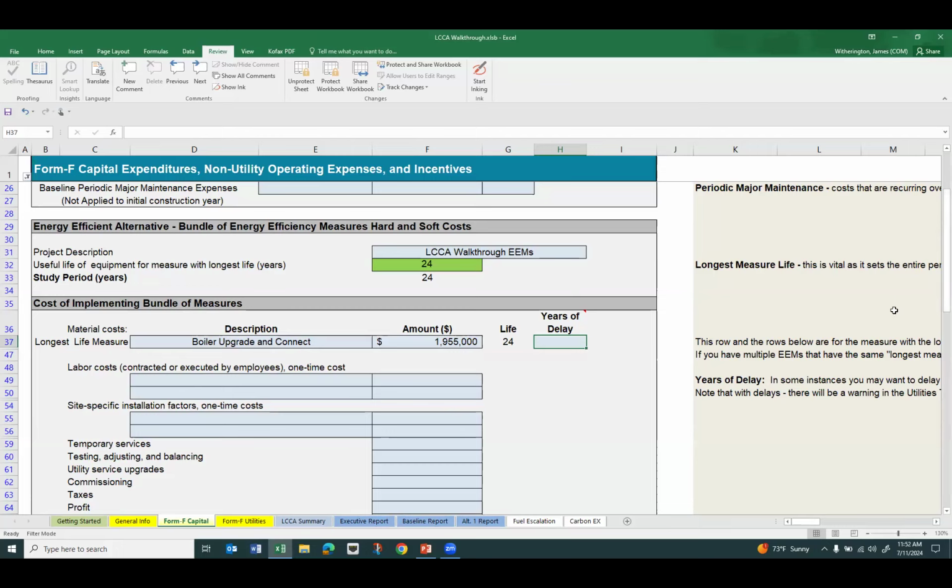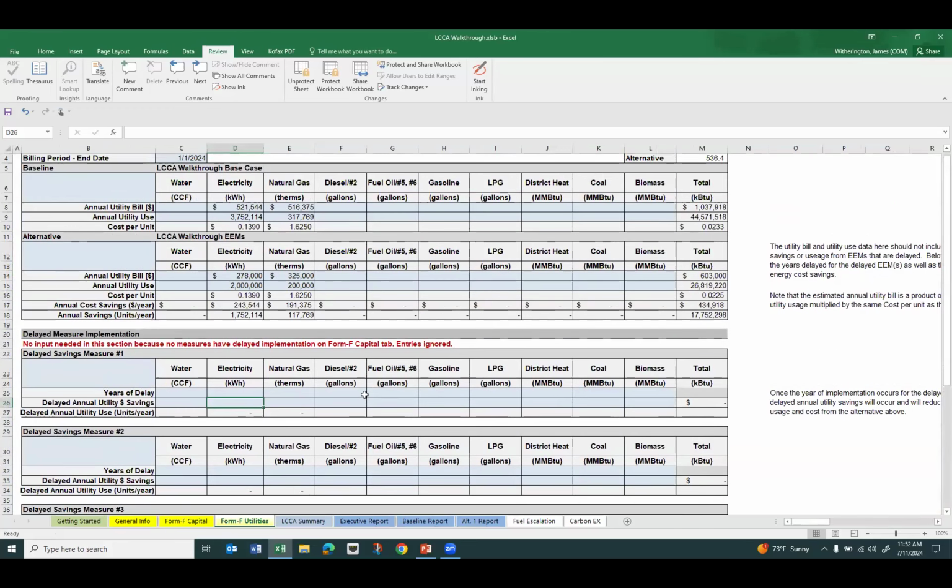On the utilities tab, since electric or gas demand cost savings or increases are not included as inputs, can these costs be captured elsewhere, such as the non-utility annual expenses section on the capital tab? These are real savings and costs that should be accounted for. I'm not sure I quite understand the overall question. Electric gas demand cost savings. I'm not sure I'm following that.